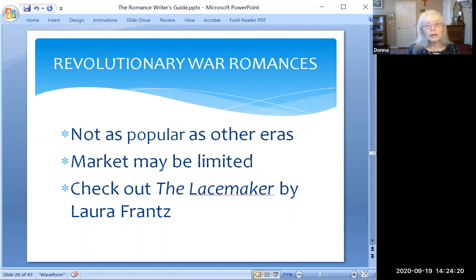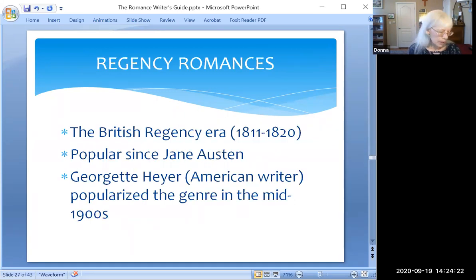Regency romances. The British Regency era was from 1811 to 1820 and was popularized by Jane Austen. And then in the 1900s, Georgette Heyer, a British writer, popularized the genre.